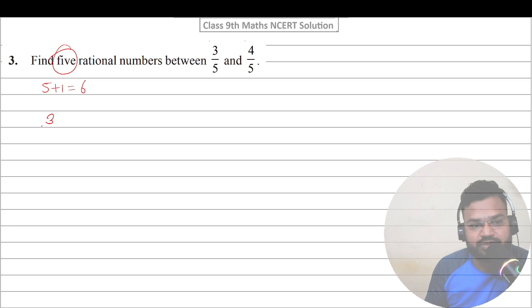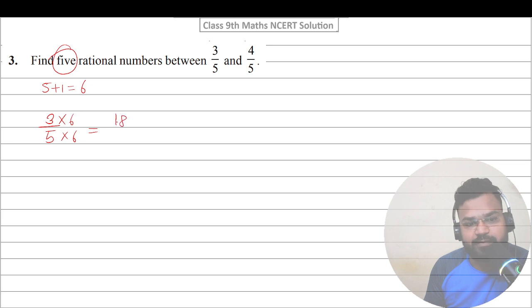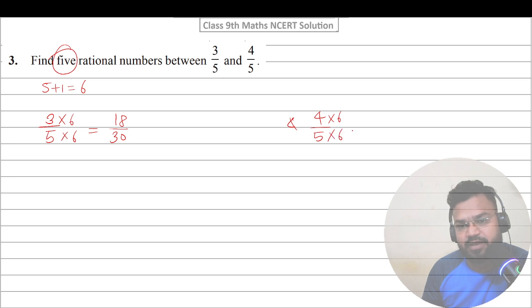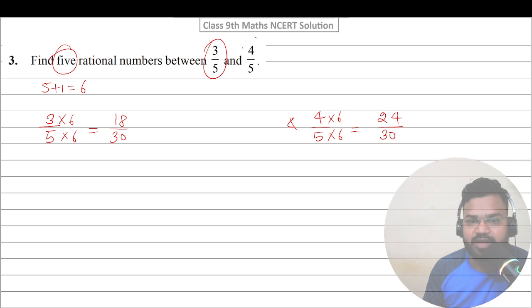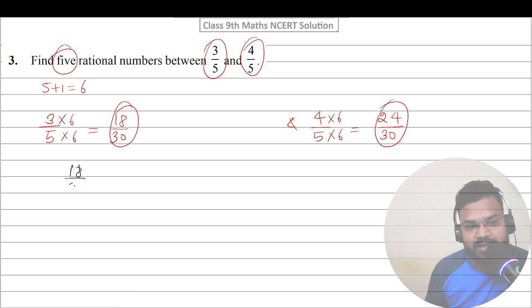So 3 by 5 into 6 by 6, it will be what? 18 by 30. And in the second number, 4 by 5 multiplied by 6, you will get 24 by 30. So finding the rational numbers between 3 by 5 and 4 by 5 is the same as finding them between 18 by 30 and 24 by 30. So you can insert numbers between 18 by 30 and 24 by 30.